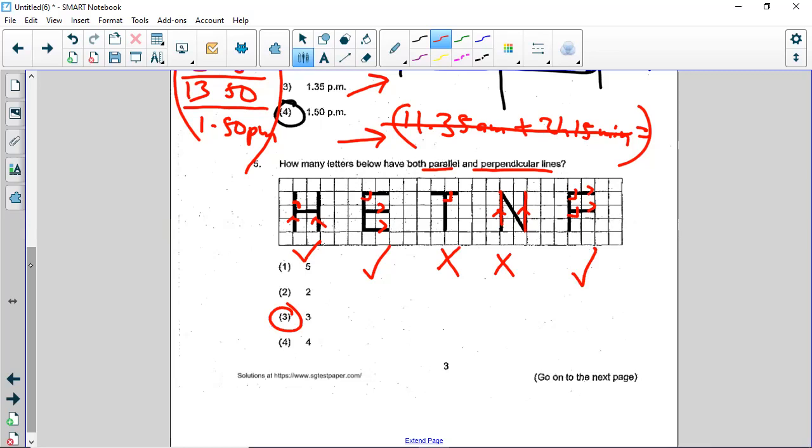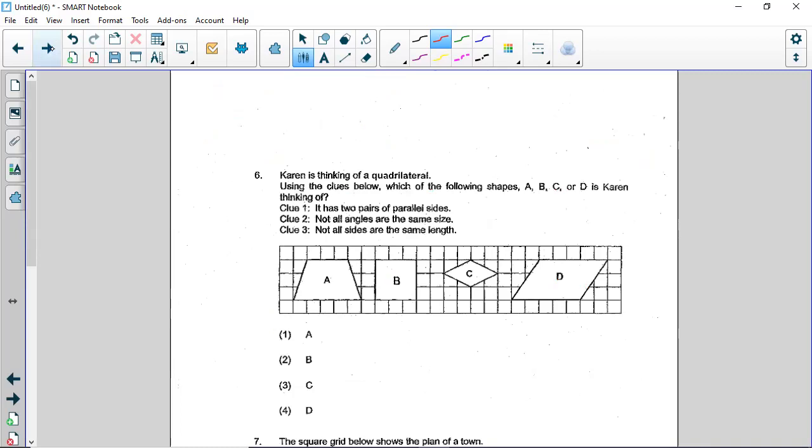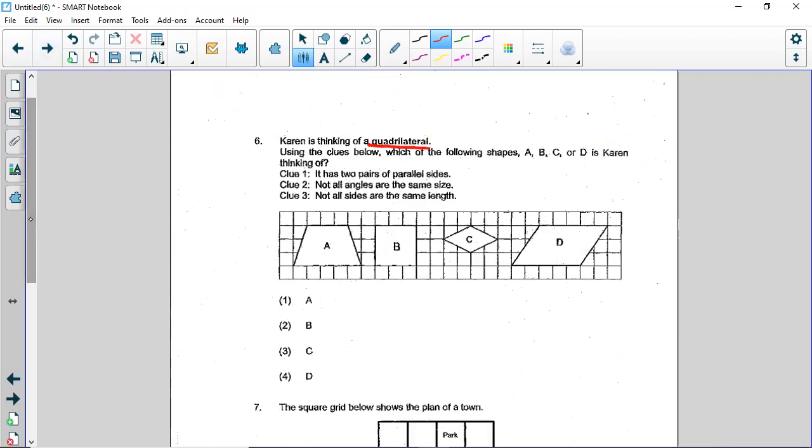Okay, question number 6. Karen is thinking of a quadrilateral. What is that? It's a 4-sided figure. So the clue number 1, it has 2 pairs of parallel sides. Look at A. A has only 1 pair, so A is out. B has 2 pairs. You can see there are 2 pairs of parallel lines.